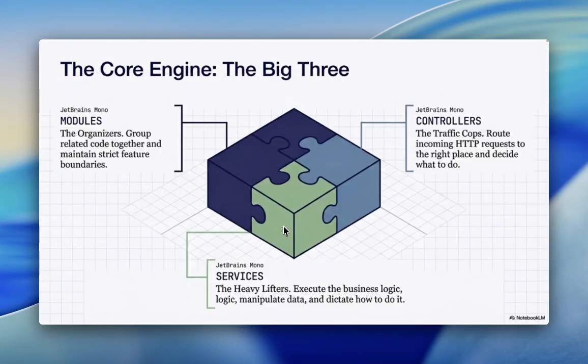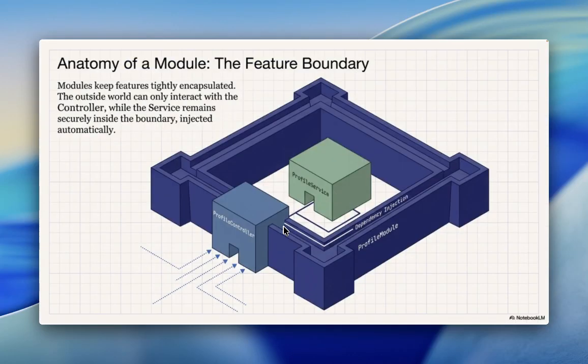crypto.randomUUID. The core engine, the big three. The module, the organizer: group related code together and maintain strict feature boundary control. The controller, the traffic cop: route incoming HTTP requests to the right place and decide what to do. Services, the heavy lifters: execute the business logic, manipulate data and dictate how to do it. Modules keep features statically encapsulated. The outside world can only interact with the controller, while the service remains securely inside the boundary, injected automatically.